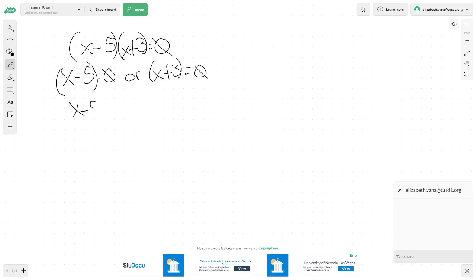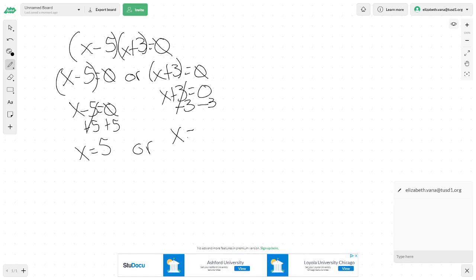So we have x minus 5 equals 0. Add 5 to both sides. x equals 5. Or we have x plus 3 equals 0. Subtract 3 from both sides. x equals negative 3. So x either has to be 5 or negative 3 or both in order for this to equal 0.